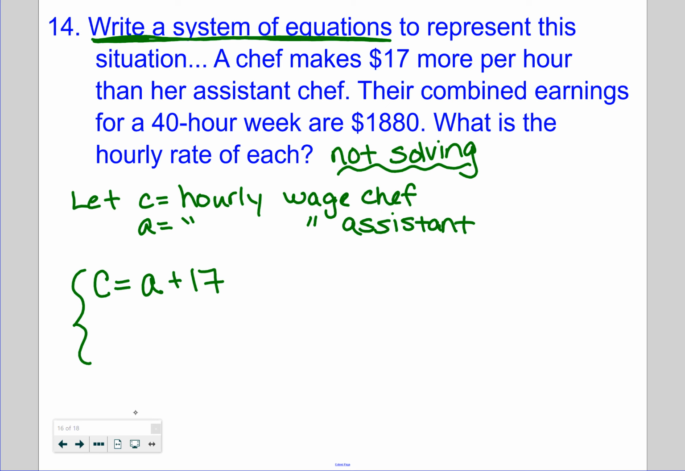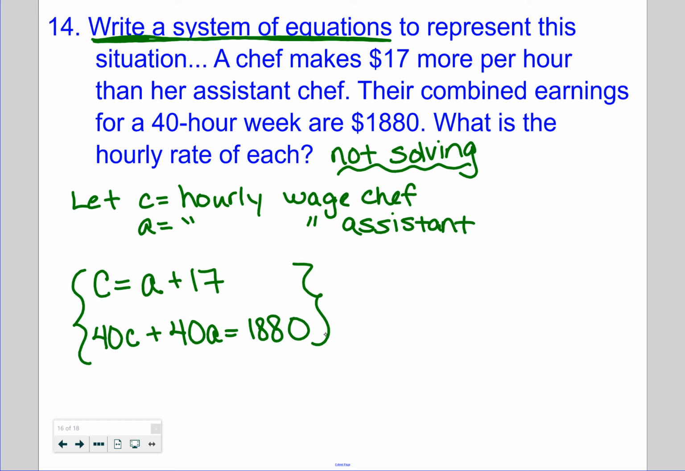The next sentence says their combined earnings for a 40-hour week are $1,880. So that means if the chef works for 40 hours and the assistant works for 40 hours, they make a total of $1,880. And there's my second equation. And again, that's all you're going to have to do for this problem on the test.